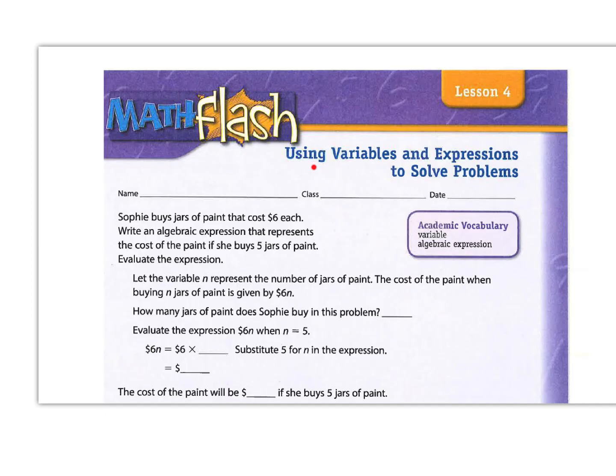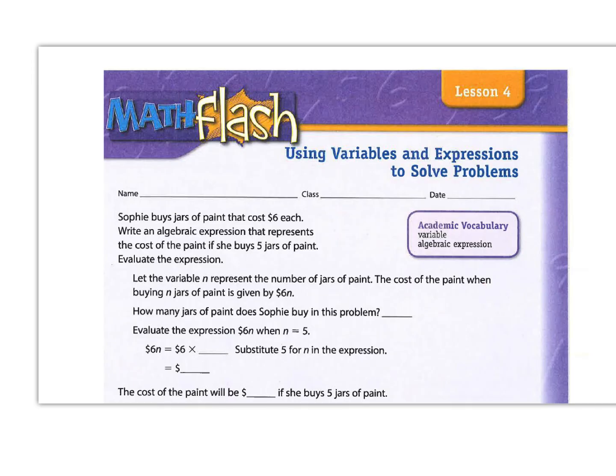Okay, so Lesson 4 says using variables and expressions to solve problems. Sophie buys jars of paint that cost $6 each. Write an algebraic expression that represents the cost of the paint if she buys 5 jars of paint. Evaluate the expression. Let the variable n represent the number of jars of paint.